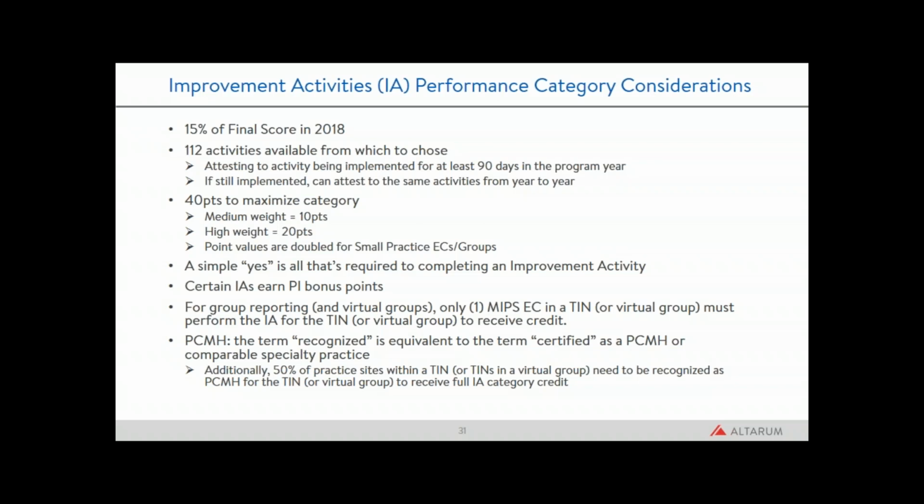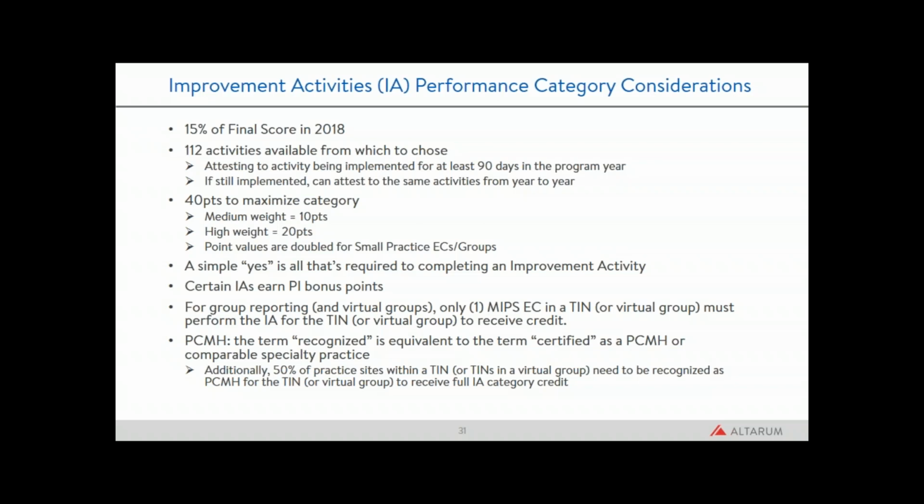Each one of those 112 activities is worth either 10 points if it's a medium weight activity or 20 points if it is a high weight activity. But the point values are doubled for the small practice clinicians or groups. A small practice is 15 or fewer billing clinicians. It's not just the eligible clinicians.